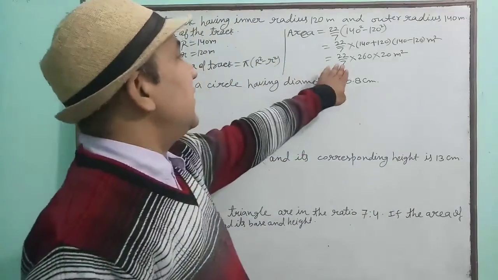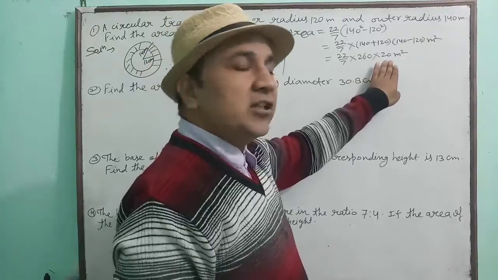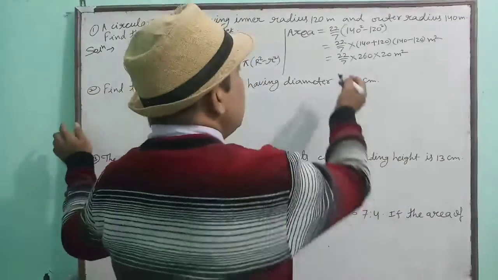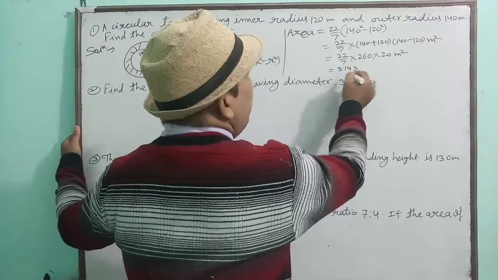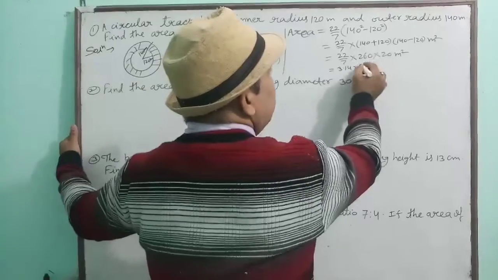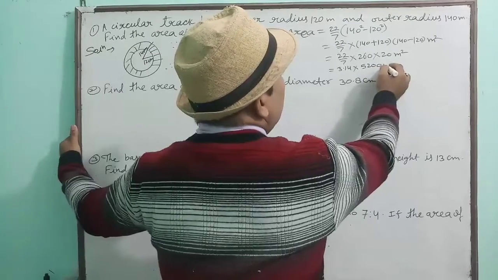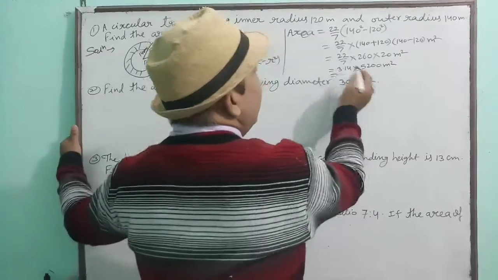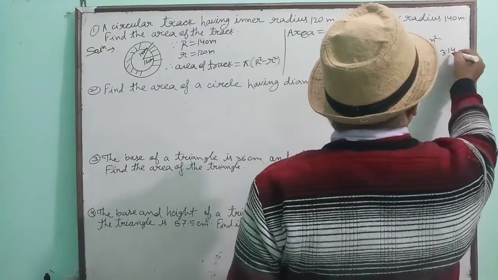Children, you can see that 7 cannot divide 260 and it cannot divide 20 also. So when 7 divides 22, we will get 3.14 and this will be 52,200. By multiplying these two, we will get our answer. See this one.